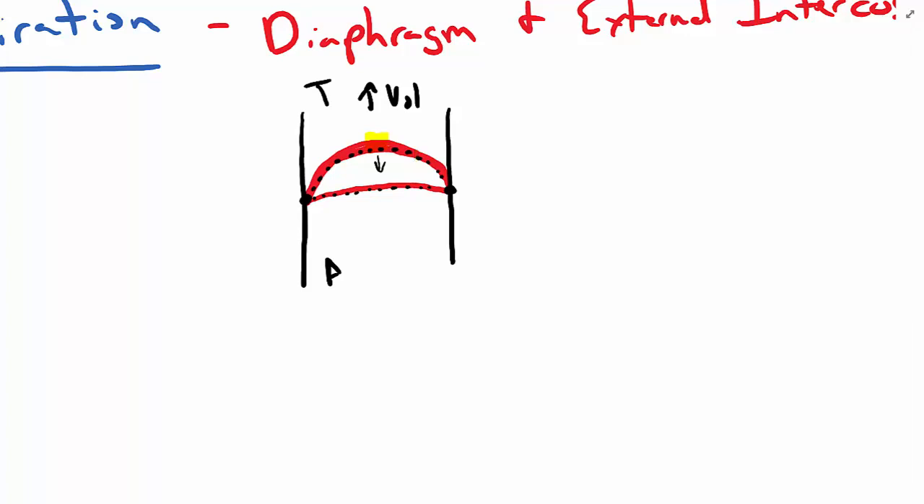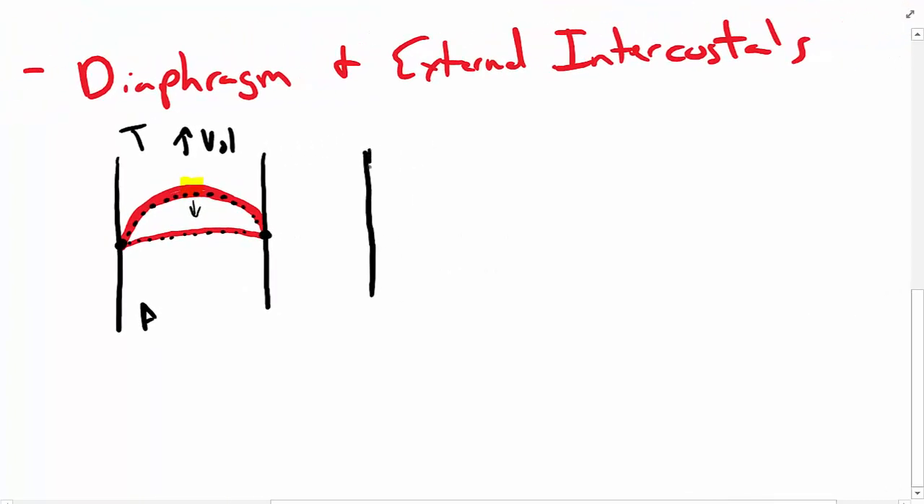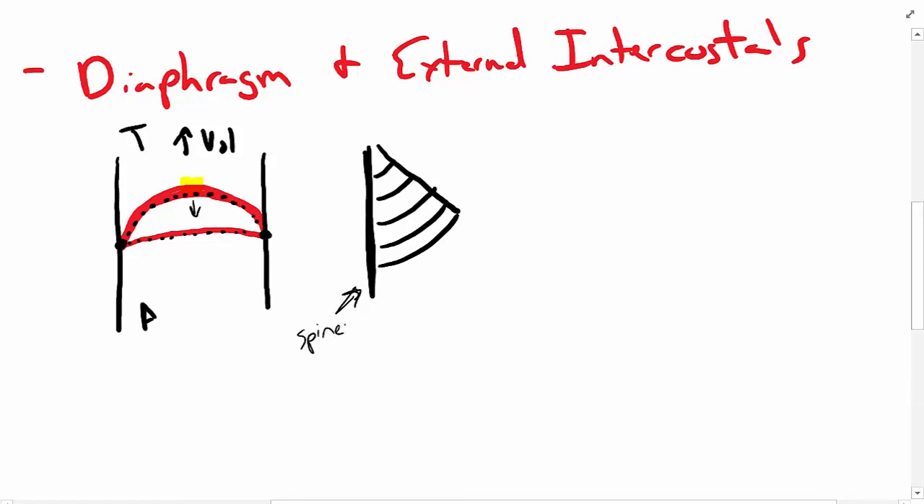Now the next muscle, another main muscle of inspiration, is the external intercostals. So let's look at those. Right here I've drawn a black line. Envision this is the spine, and then coming off the spine you have ribs, like this. So that's part of your rib cage, and this is the spine. Now intercostal means in between ribs.